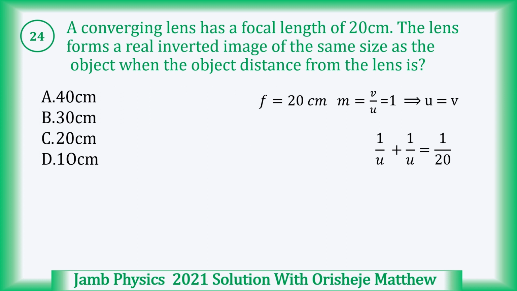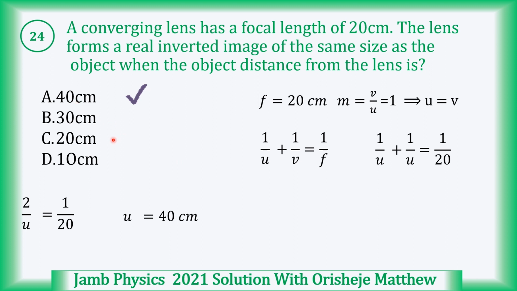1 over U plus 1 over V is equal to 1 over F. So if you substitute, with U equal to V, we now have 2 over U is equal to 1 over 20. Cross multiply: 2 times 20, which is 40, is equal to U. So U is equal to 40 cm. So the answer is A.